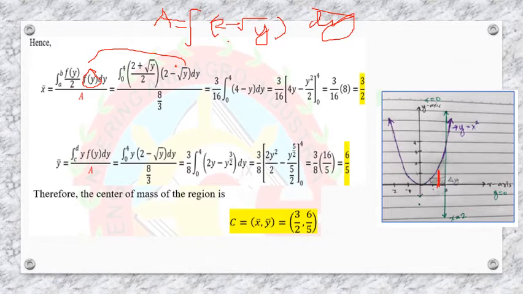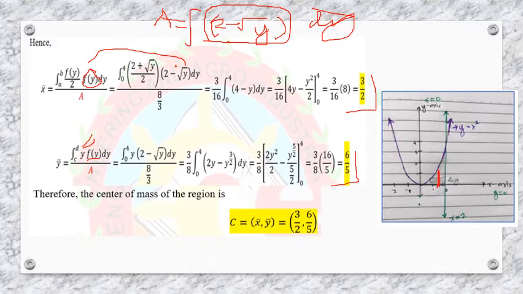So, ang x bar natin is parehas doon sa first solution natin, 3 over 2. Sa y bar naman, class, etong y na to is y pa rin yan. Tapos si f of y na ginamit sa set up ng area. Integral, set up nyo rin, okay, all over 8 over 3. So, evaluate natin to. We get 6 over 5. So, parehas pa rin. Therefore, the center of mass of the region is 3 halves and 6 over 5.